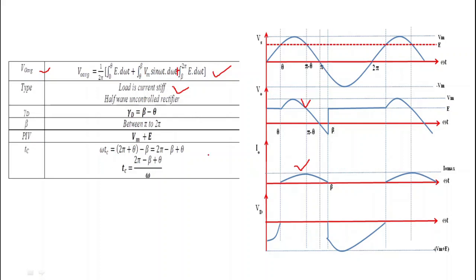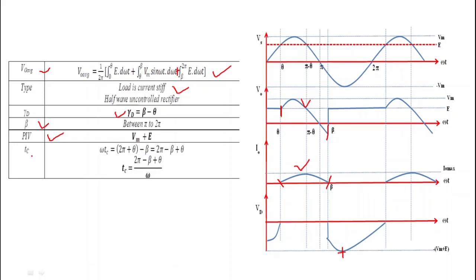Okay. Now what is the conduction angle of the diode? Here we can see that the diode conducts from theta to beta, because the diode conducts till we get this current I0, and we get current I0 from theta to beta. That's why the conduction angle of the diode is beta minus theta. What is angle beta? Beta simply lies between pi and 2 pi. I already told you. What is the peak inverse voltage? That is equal to Vm plus E. This also has been told to you.